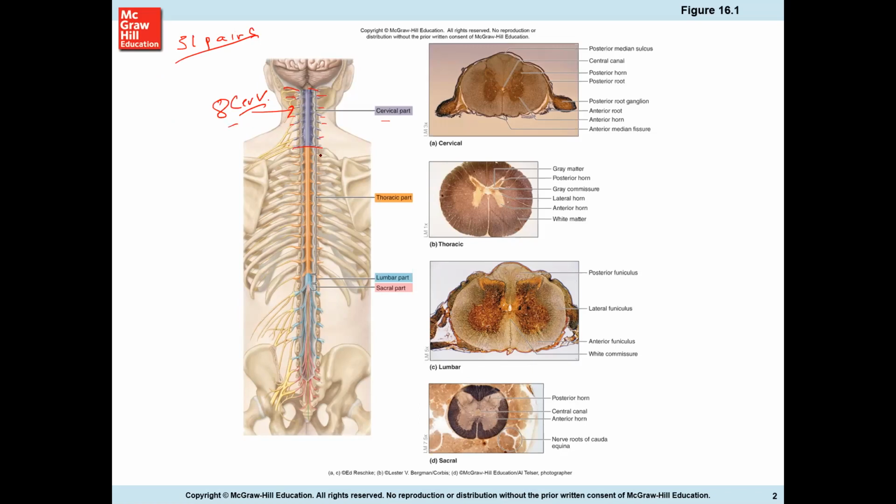Then you have 12 thoracic spinal nerves. Then you have 5 lumbar spinal nerves, down here. Then you have 5 sacral spinal nerves and 1 coccygeal. Okay, so there are 31 pairs, and they come out from both sides. They're very somatic, very nuts and bolts, very simple wiring when it comes to these things.